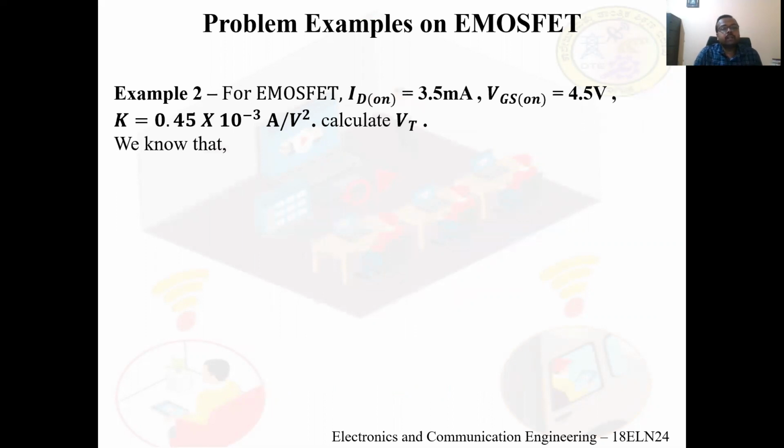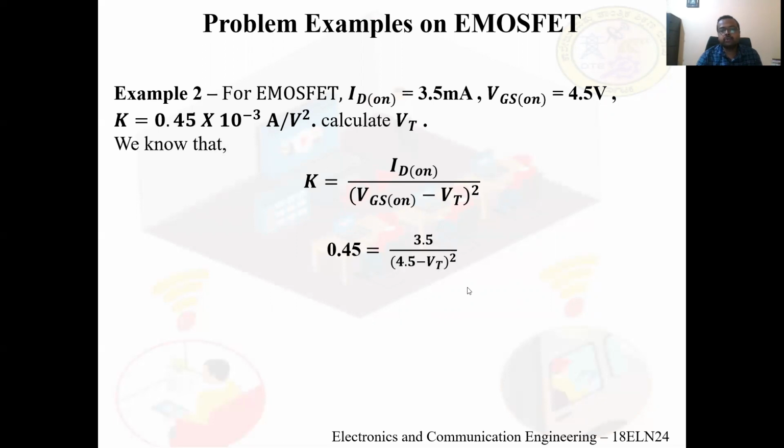For enhancement MOSFET, ID(on) is equal to 3.5 milliamperes, VGS(on) is equal to 4.5 volts, K is equal to 0.45 into 10 raised to minus 3 amperes per square volt. Calculate the threshold voltage. Now, how do you calculate the value? We know the equation. K is equal to ID(on) divided by (VGS(on) minus VT) whole square. Substitute for K, ID(on) and VGS(on), and the only unknown we have is the threshold voltage. Substitute here. Simplify the expression, so what is the value of threshold voltage you get? 1.71 volts.